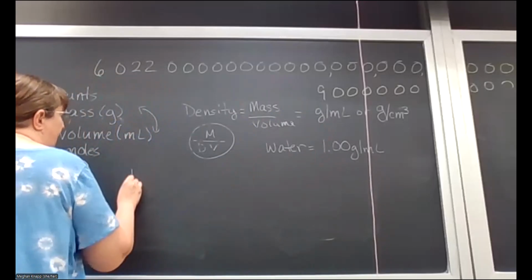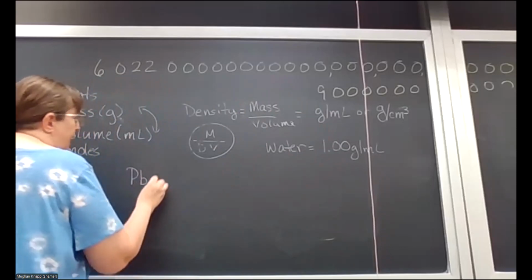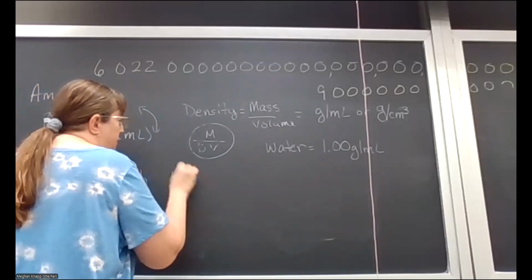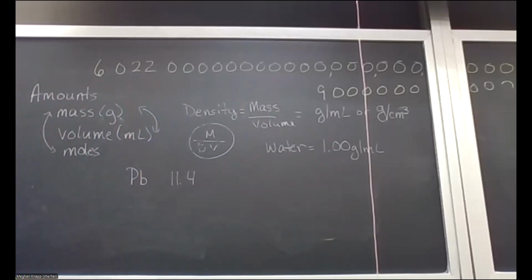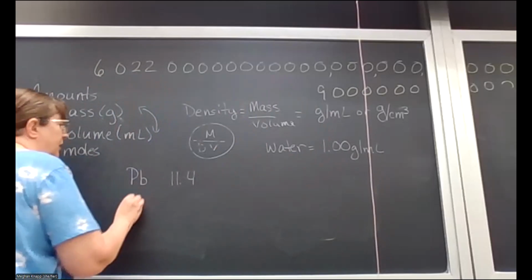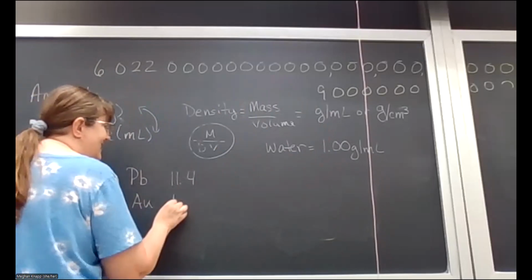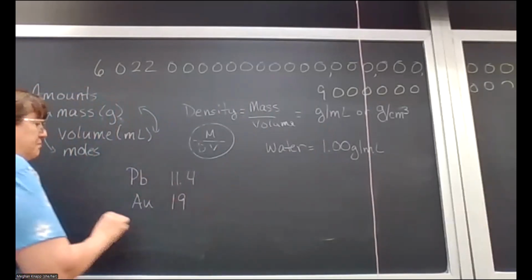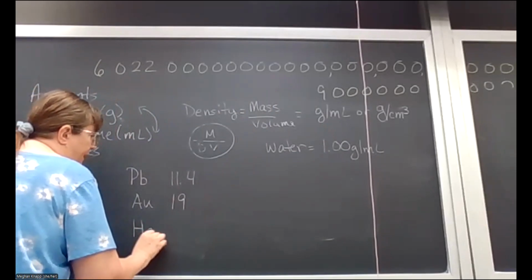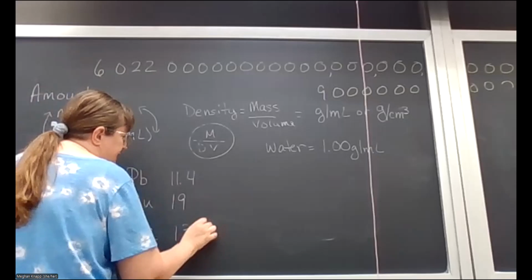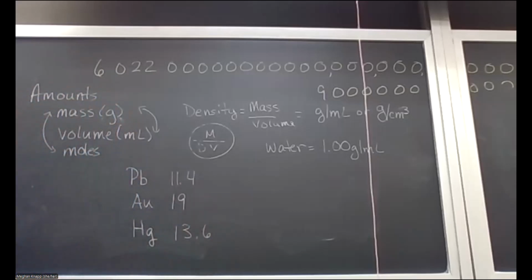So let's say I have lead, which has a density of 11.4, right? So that's 11 times that of water, 11.5 times that of water. It'd probably sink in water, right? Which doesn't surprise anybody. Gold, y'all know gold is heavy, right? Gold is about 19. And mercury is about 13.6. So we have a block of lead, a block of gold, and then we have a beaker of mercury.